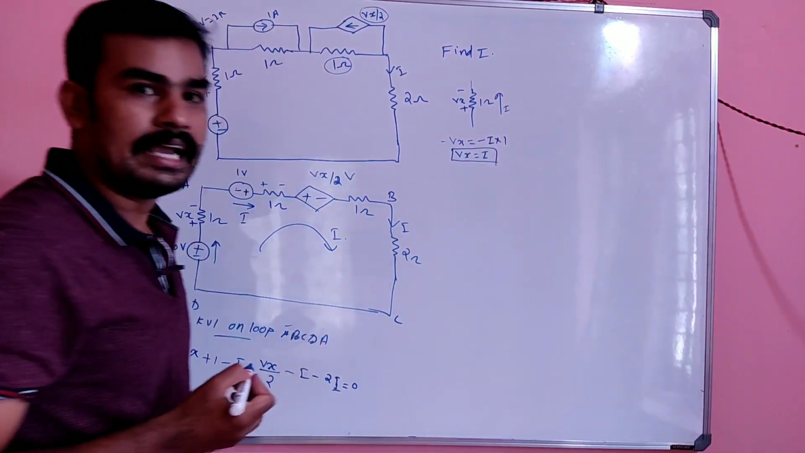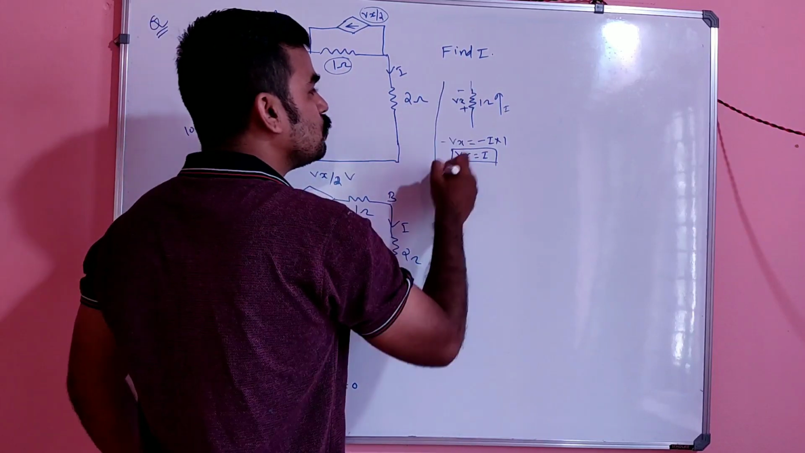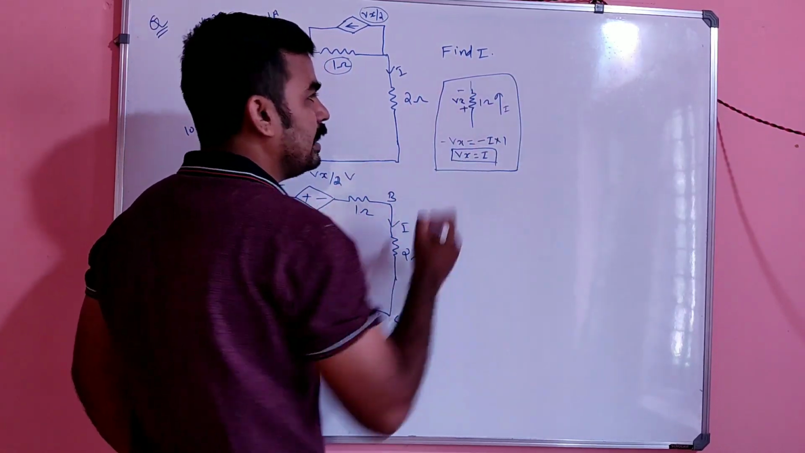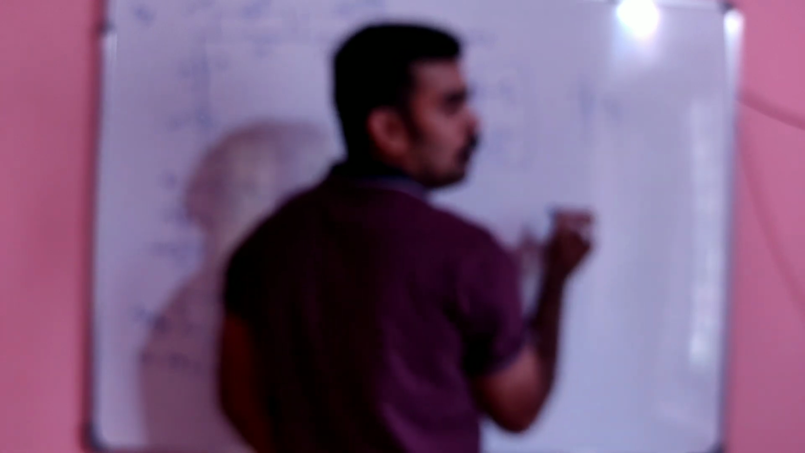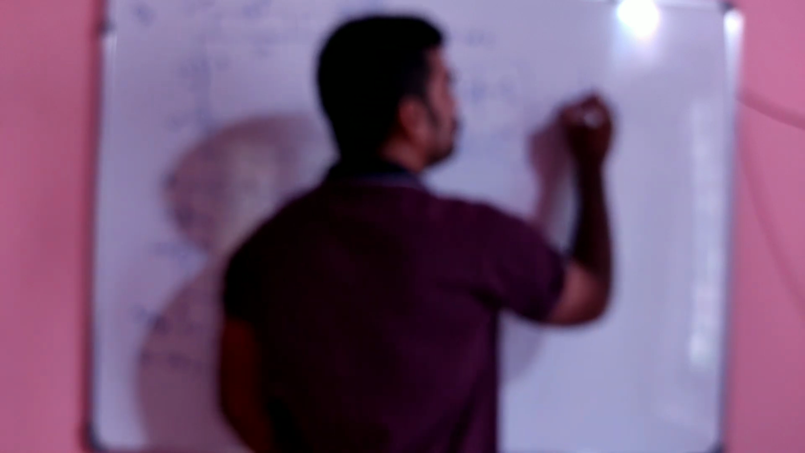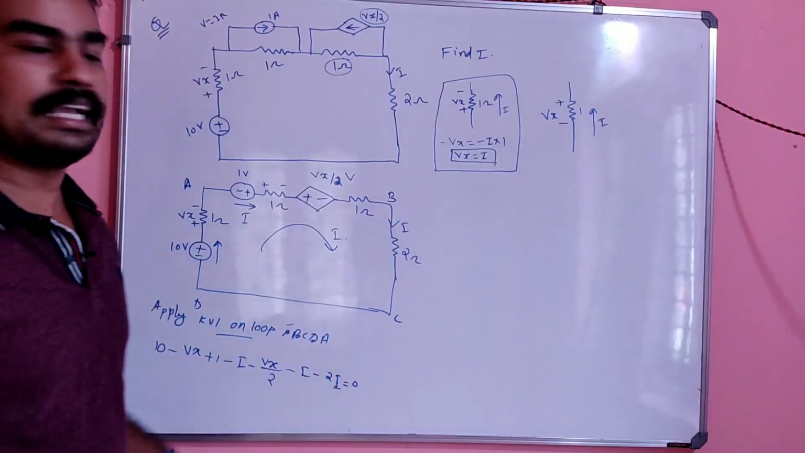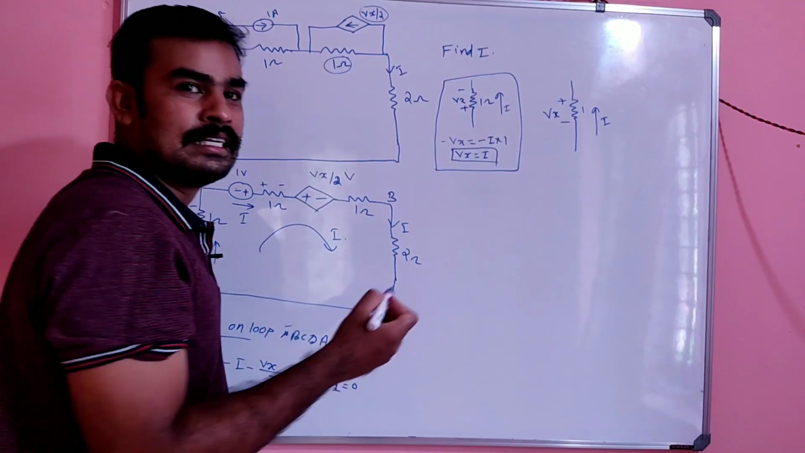Vx can be written as I. So this is one case. And what will be the other possible case? Suppose the same resistance is like this, and this is the polarity. Imagine this is the direction of current I. This is 1 ohm, and this is Vx again. Suppose the polarity is changed.